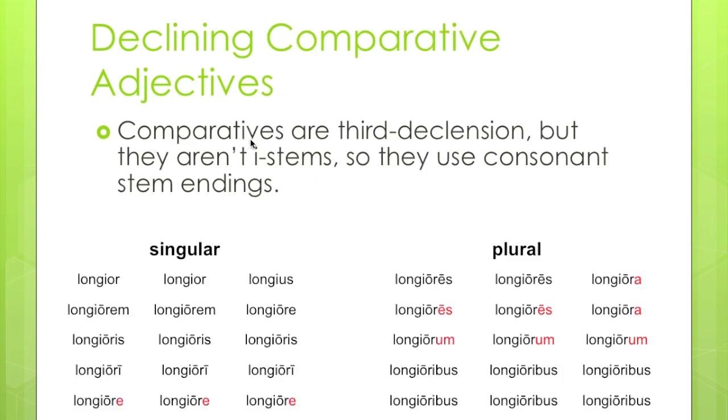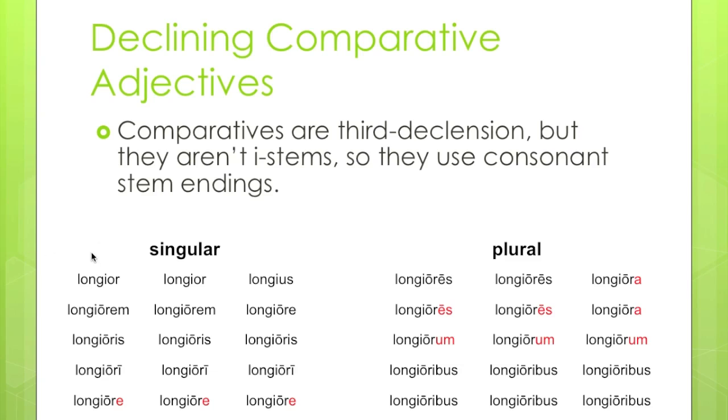However, comparatives, which themselves are third declension adjectives, are third declension, but they aren't i-stems. They use consonant stem endings. So let me repeat that and try to clarify. Most adjectives of the third declension are i-stems. We've already seen a couple of exceptions, dives and pauper, and now we're running into a large class of adjectives that are consonant stems in the third declension. Those are comparatives, okay? So the comparative adjectives, like longior, follow the pattern of third declension consonant stems.